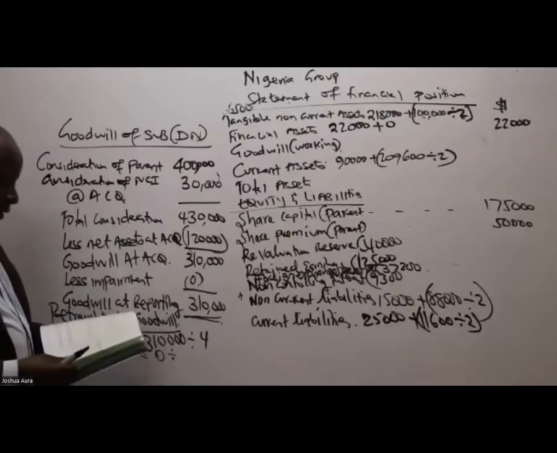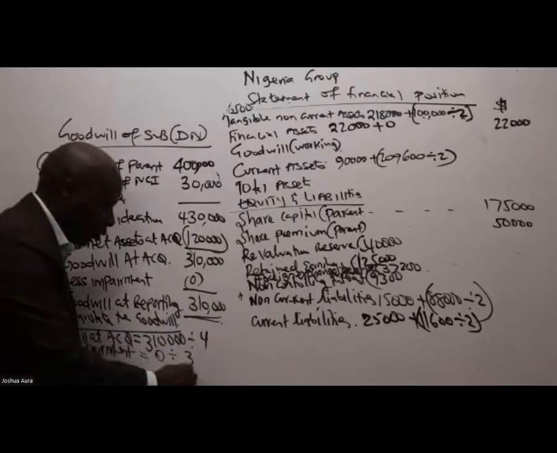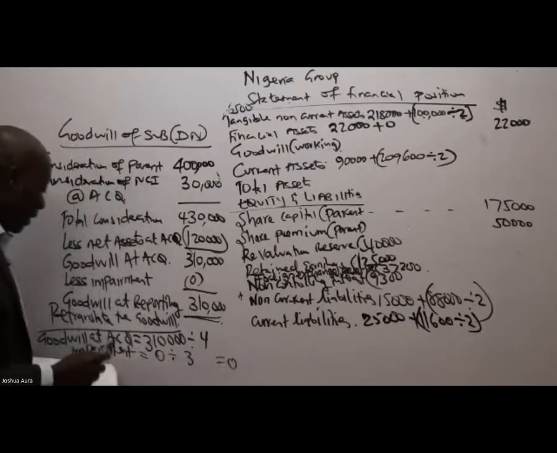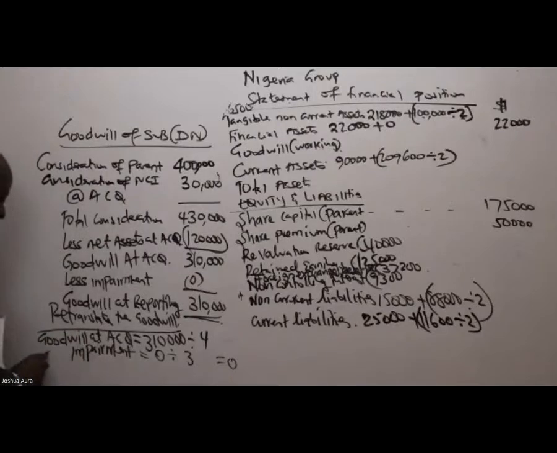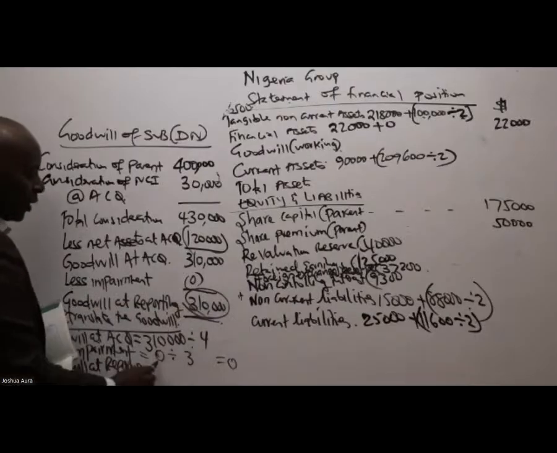Inakuja 3, eh? For your revision, inakuja 3. So of course, this will be 0. And then lastly, we have now goodwill at reporting. So goodwill at reporting, it's still 310,000.